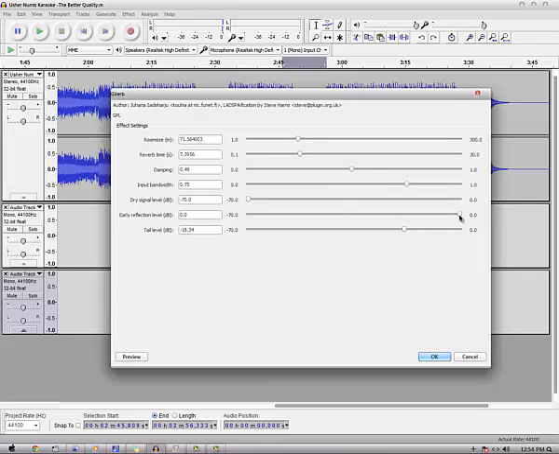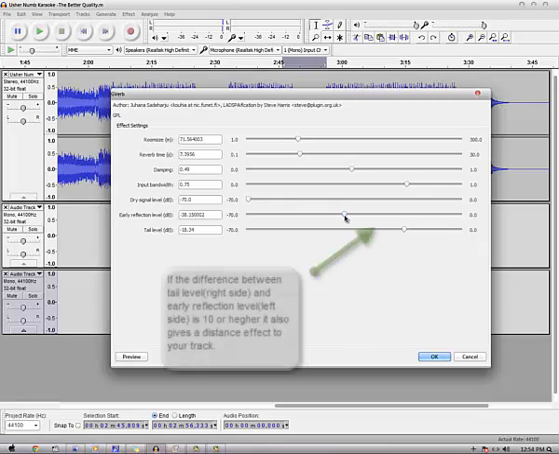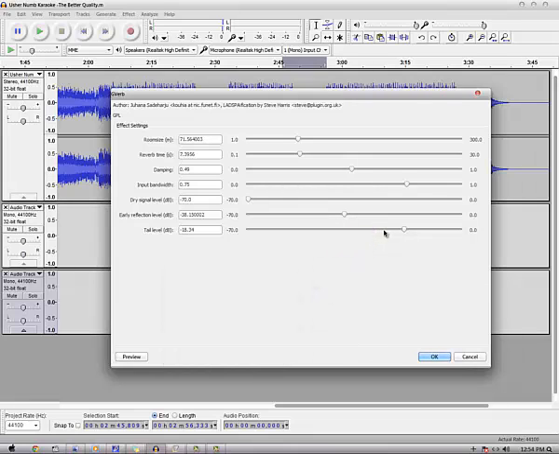And one other thing, if you take this slider in this side, right, compare only these two sliders, if you move this slider to the left side of this slider, it gives you a distance effect, right? If the difference between these two sliders is 10 or above, when the slider is on the left side of this slider, it gives you a distance effect, right? Keep that in mind when you add Gverb.